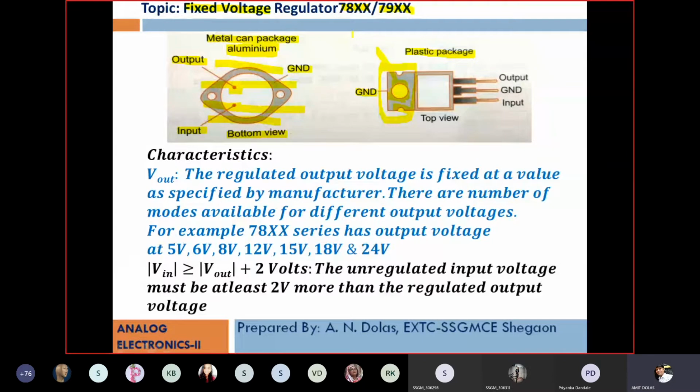Now the characteristics of this IC, that is 78 or 79, I am talking about both the ICs. First characteristic is V out.